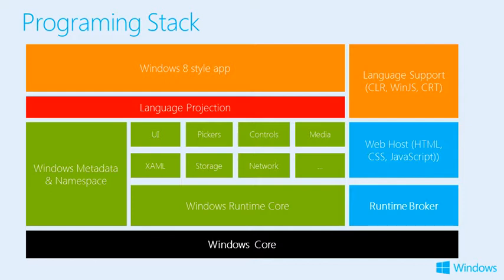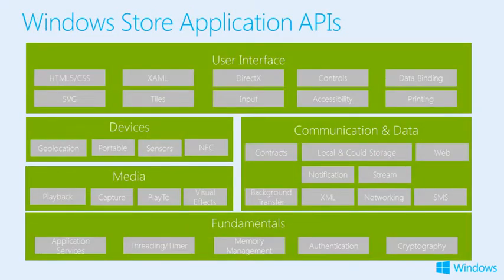Here, language projection is the way to expose native APIs to three types of languages: native languages like C and C++, managed languages like C# and VB.NET, as well as web languages such as HTML5 and JavaScript. Besides WinRT APIs, Windows 8 style apps also support a subset of Win32 APIs. If an application is written in managed code such as C# and VB.NET, a subset of .NET APIs is also supported. You can check which APIs are supported by Windows Store apps from Microsoft MSDN. Please take a look at this graph.